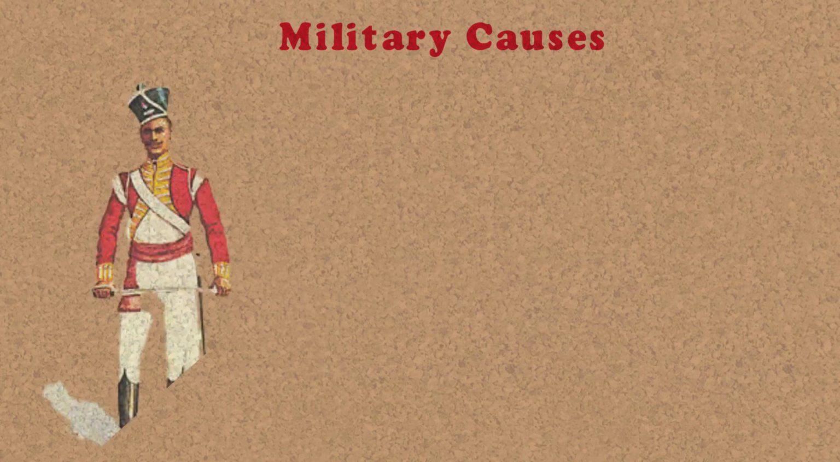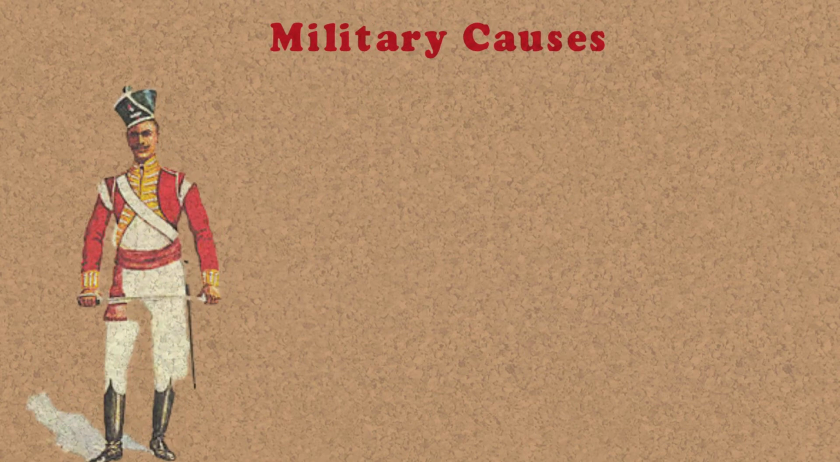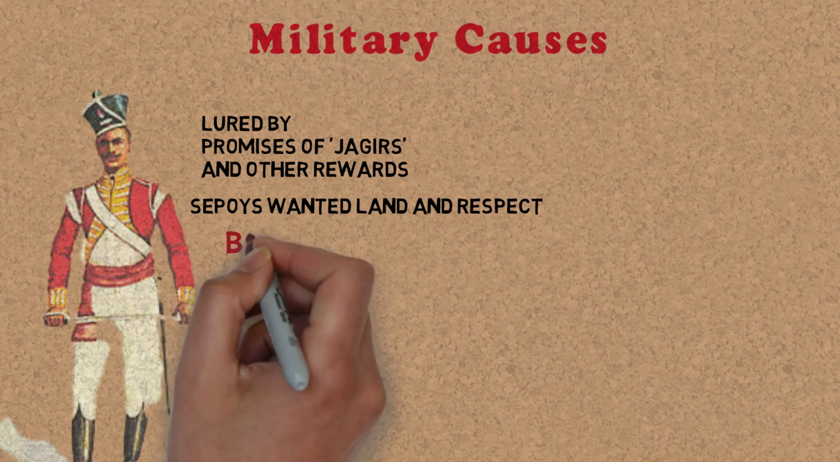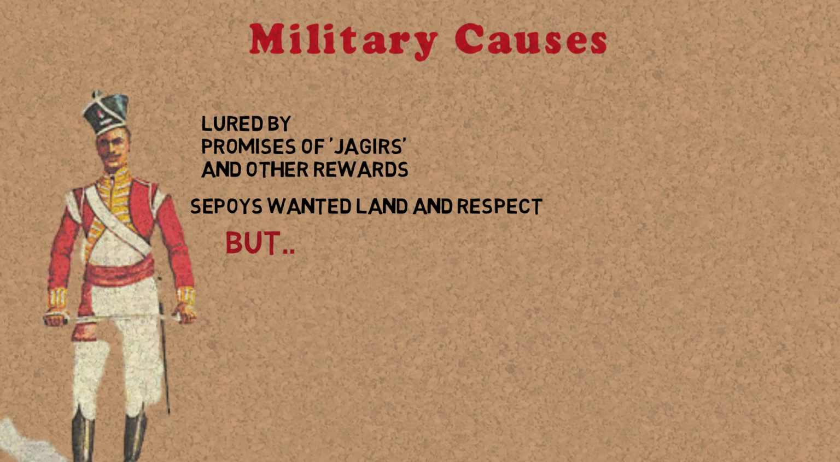Now let's see the military causes, that is discontent among the Indian sepoys serving in the EIC's army. First of all, why did Indians join their army? The Britishers lured Indians into their army by providing them jagirs and other rewards. So Indians, especially some of the poor classes who were historically denied opportunities to serve in the army, took this opportunity to gain some land and respect. But after a few decades, working for the company was normalized, and so the company stopped giving the rewards.